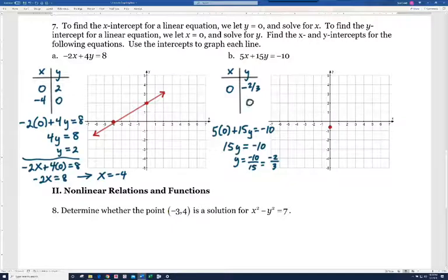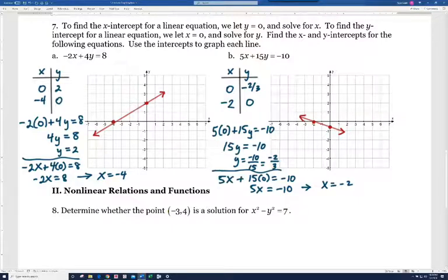So let's let y be 0. Now remember, if we're letting y be 0, that means we're finding the x-intercept. If we're letting x be 0, we're finding the y-intercept. Make sure you know which intercept is which, because if I ask you for the y-intercept, I don't want you to give me the x-intercept. So when I plug in 0 here, I get 5x equals negative 10, which means x is negative 2. And so let's plot that point and draw the line, and we're good.